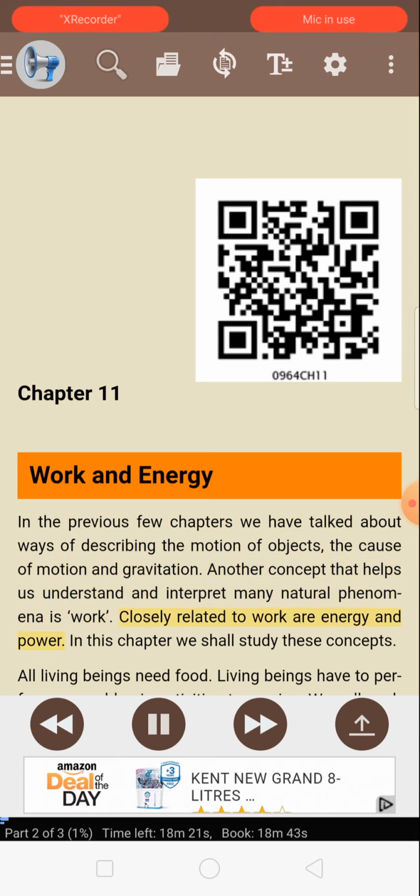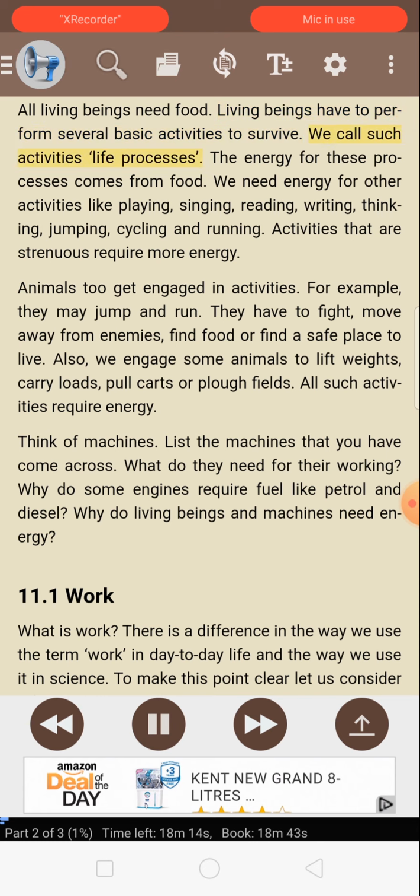All living beings need food. Living beings have to perform several basic activities to survive. We call such activities life processes. The energy for these processes comes from food. We need energy for other activities like playing, singing, reading, writing, thinking, jumping, cycling and running. Activities that are strenuous require more energy.